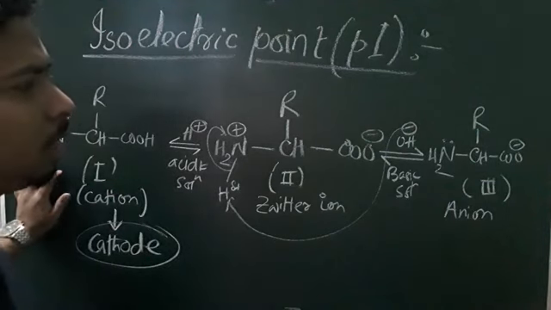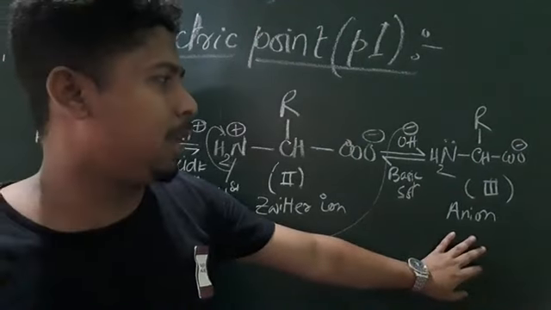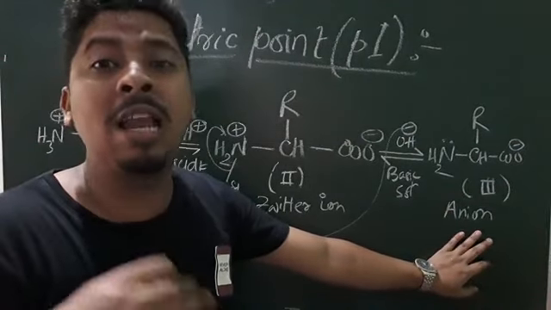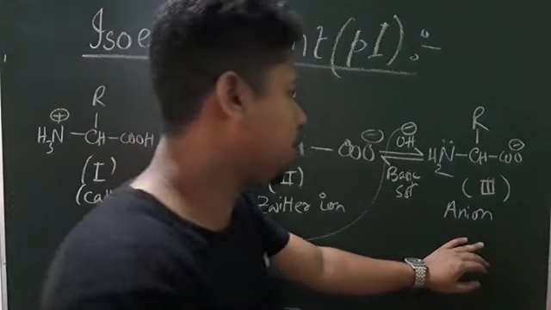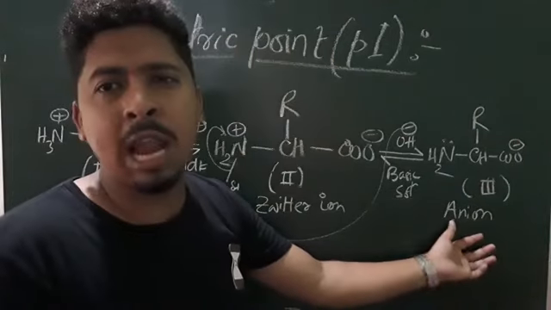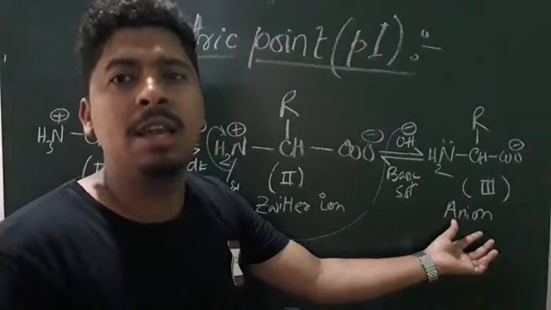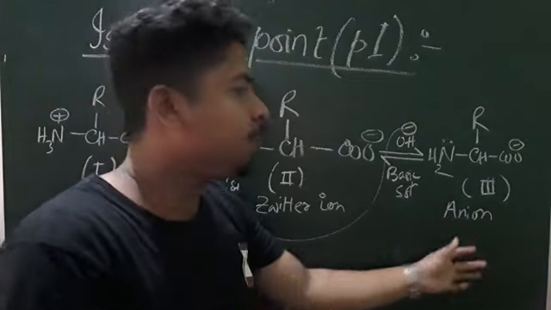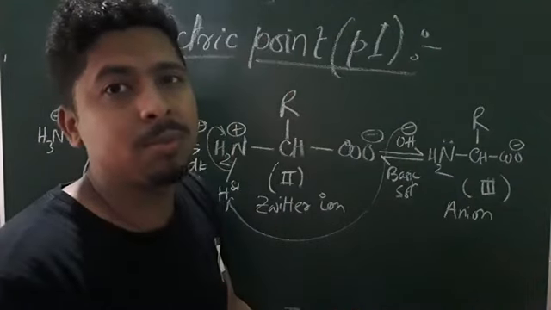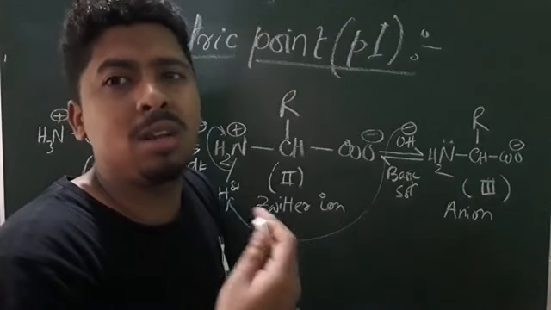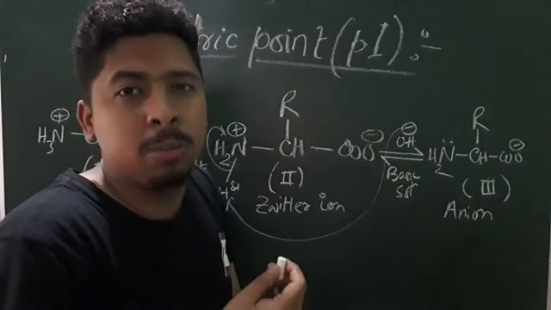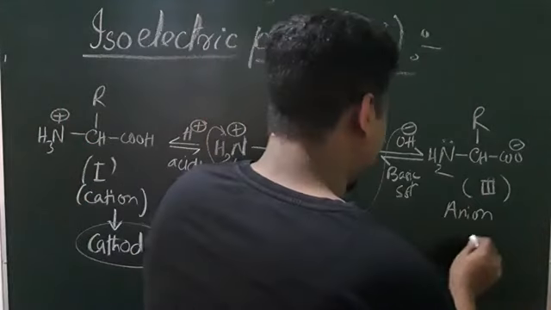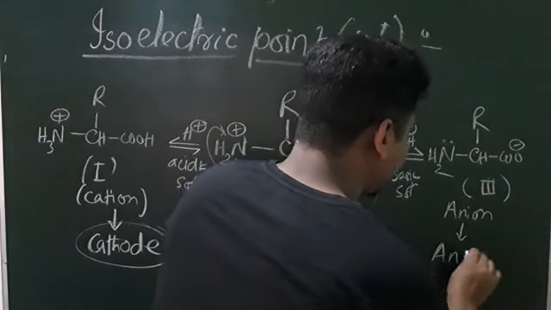So in acidic solution, this cation will migrate towards cathode, so this cathode is a negative electrode. And here you see, if it is a basic solution, in presence of basic solution, if we apply the electric field, suppose cathode and anode, this is an anion, here it is a negative charge, so in the presence of an electric field, this anion will migrate towards anode. This anode is a positive charge electrode, so it will migrate towards anode.